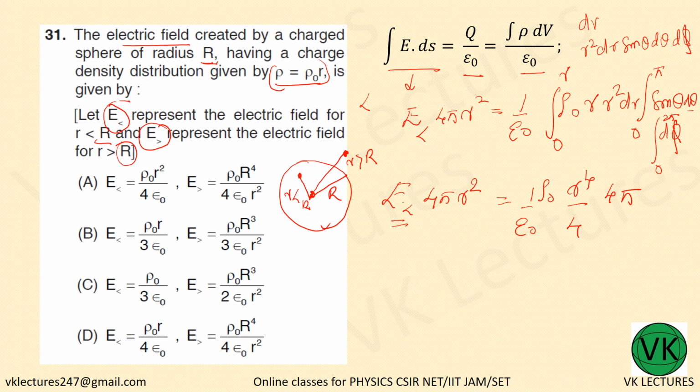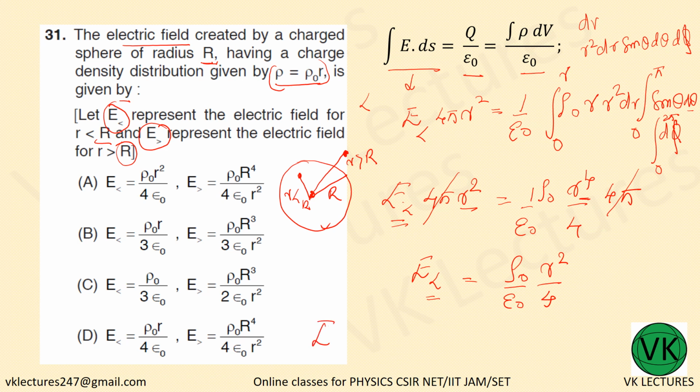So for E less, the 4 pi and 4 pi get cancelled. What is remaining? R squared on the left and r power 4 on the right, so r squared will remain on the right side. So E less is equal to rho naught by epsilon naught into r squared divided by 4. So your E less is this much.